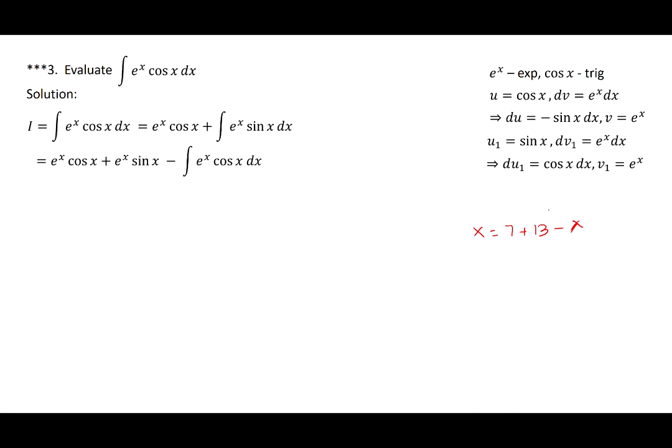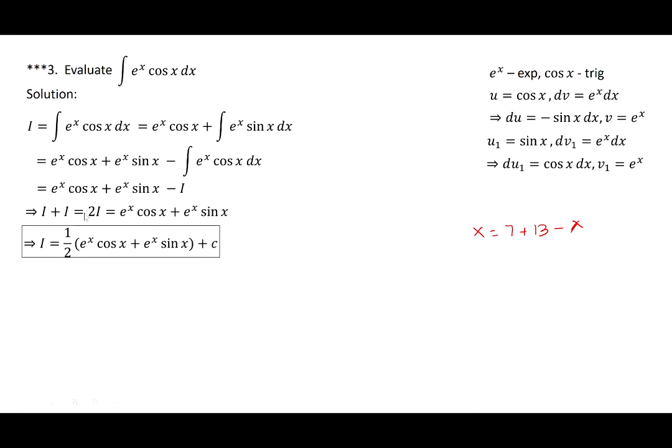Okay. What's stopping you from doing the same thing here? I equals some blah blah minus I. You need to solve for I. So add I to both sides. And you get 2I, I plus I is 2I, and that's equal to e to the x cosine x plus e to the x sine x. Divide both sides by 2, and you get I equals 1/2 of e to the x cosine x plus e to the x sine x, and just go ahead, add a plus C. Cool?